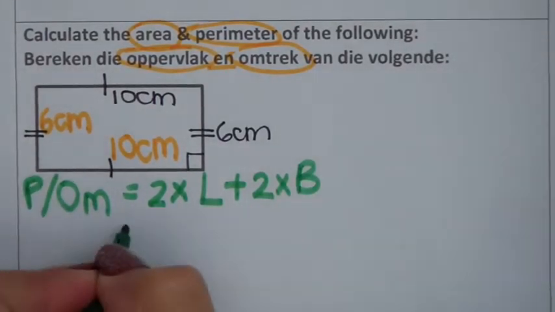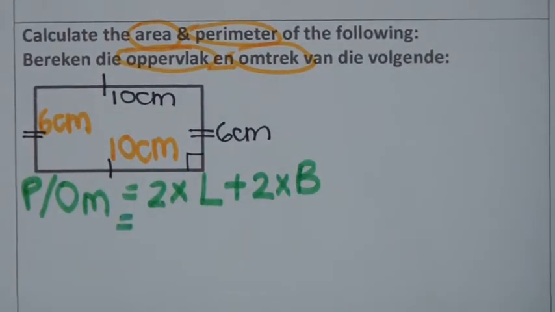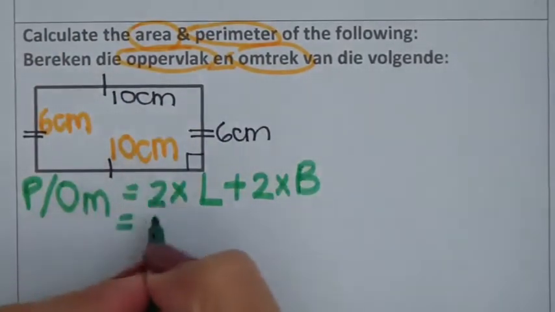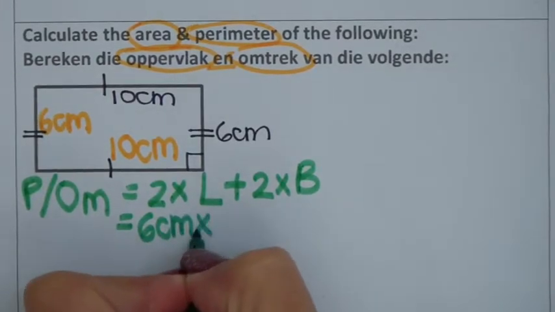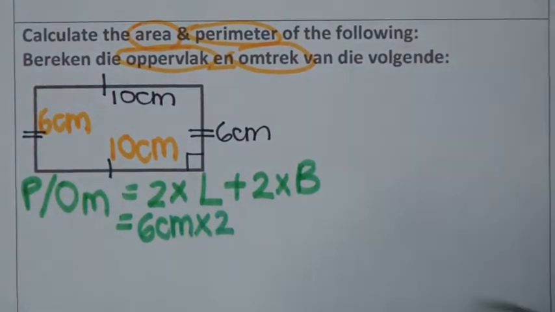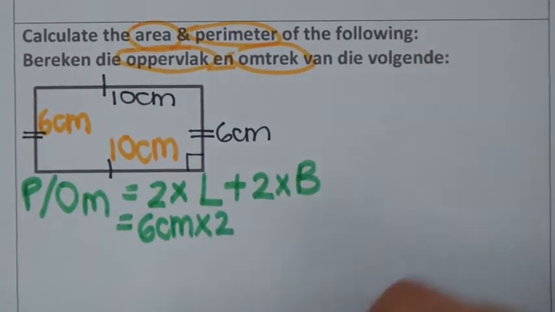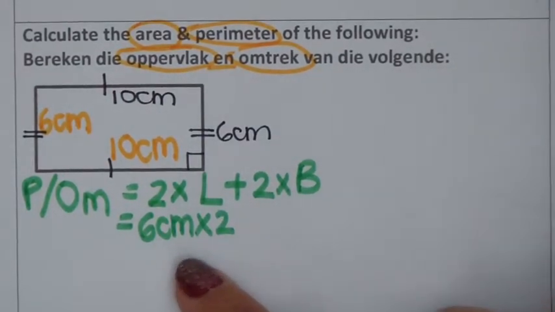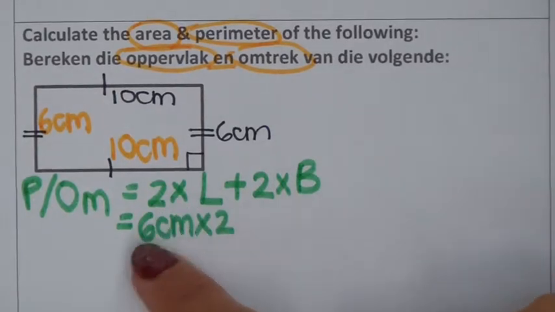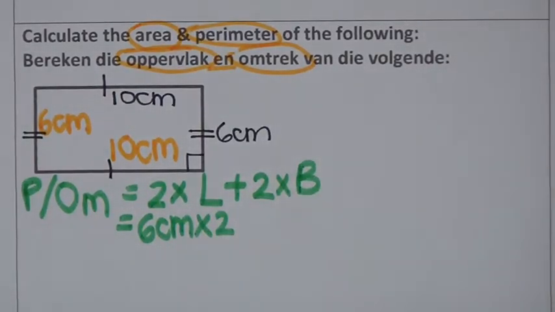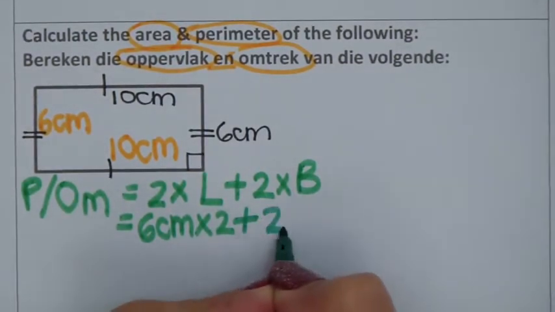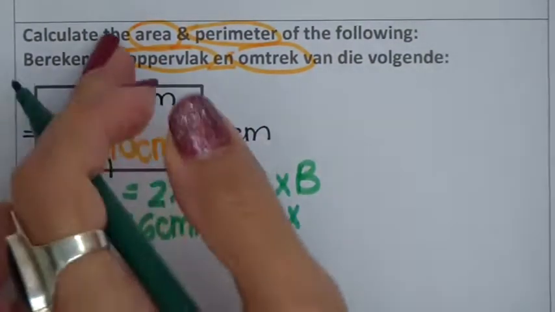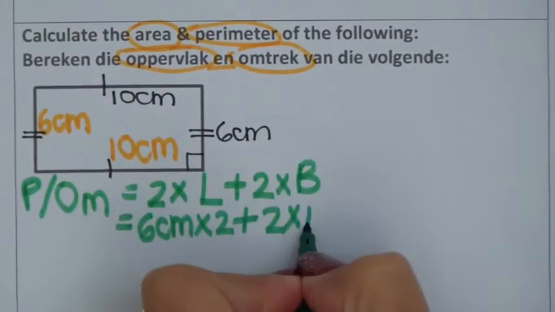Okay, nou werk ons dit uit. The length in this particular example is 6 centimeters times 2. Ek kan eintlik eers gesê 2 maal 6 centimeter. Excuse guys, I should have actually said here 2 times 6 centimeters. Apologies. Plus 2 times, what is the breadth? Wat is die breedte? Dis mos 10 centimeter.